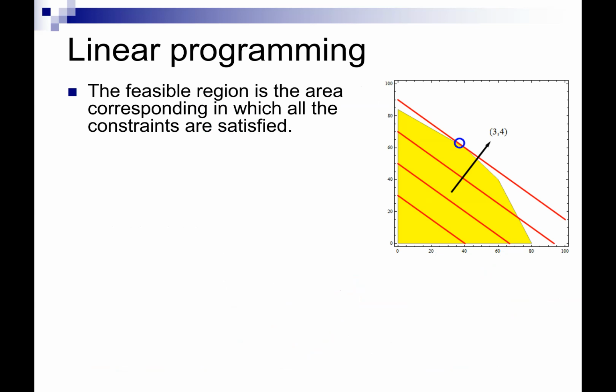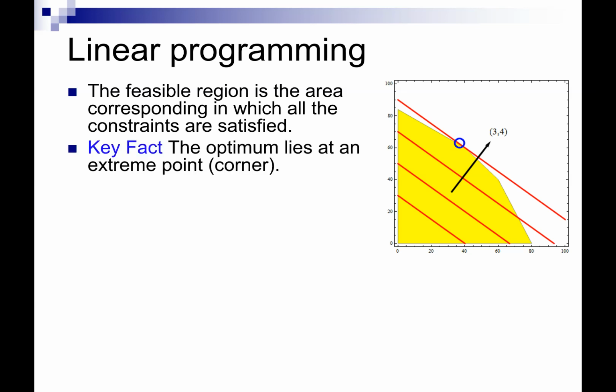So now let's summarize all the stuff that we just talked about. First of all, this yellow region corresponds to where all of the constraints are satisfied. We're going to call this the feasible region of the linear programming problem. And now the key fact is that this optimum point that we're trying to find, the one that maximizes the revenue for the farmer, is going to lie at one of the corner points of the feasible region.